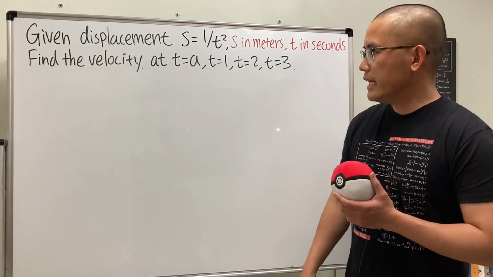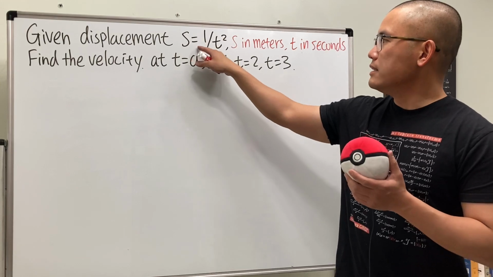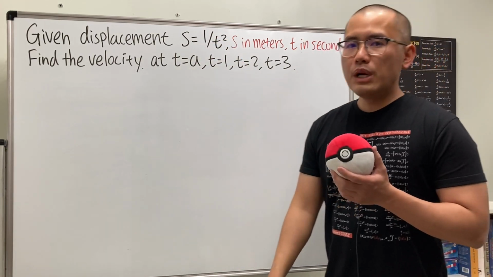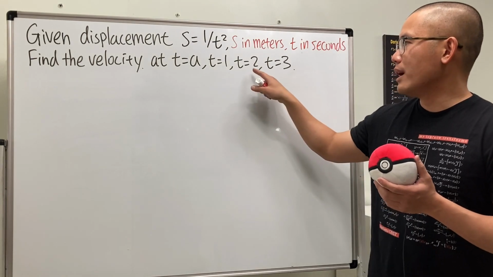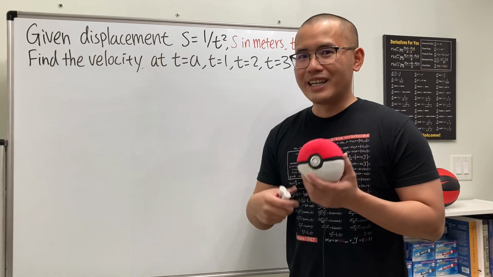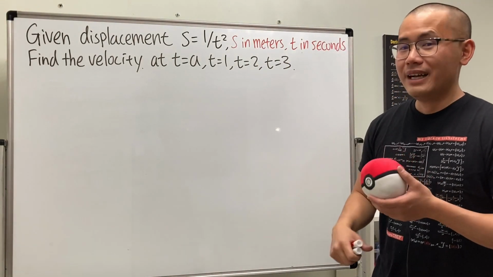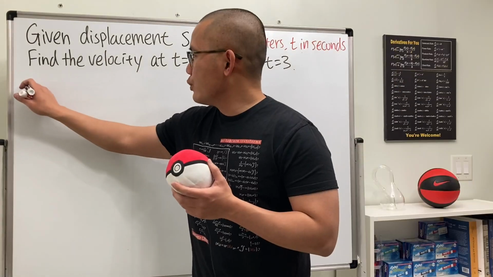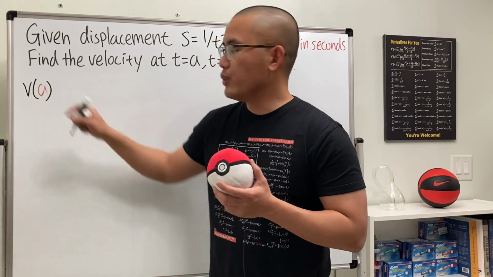Okay, another displacement and velocity question. This time our position function is this. s is equal to 1 over t squared, and we are going to find the velocity when t is equal to a, and then t is equal to 1, 2, and 3. And the idea of using this right here is so that we can come up with a formula, and then we can just plug in 1, 2, 3 into the formula and then compute the value. I'm going to write down v of a, meaning the velocity when t is equal to a.